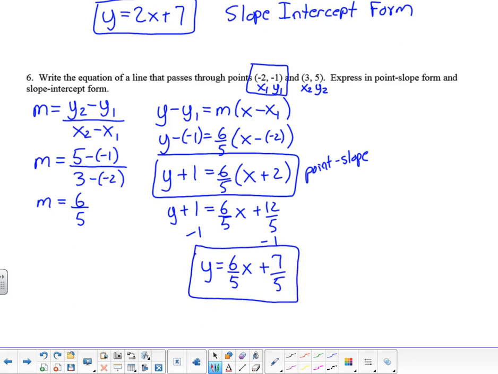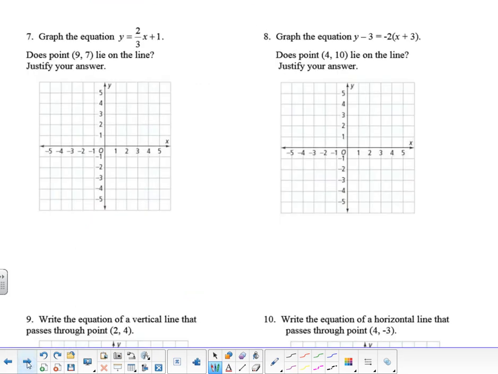Okay, so this one is a little bit more involved, but it's also one of the ones that we more commonly see. This type of question, number 6, is going to show up on a bunch of problem sets. All right, so we've got a few more things that we're going to graph here. Graph the equation 2/3 x plus 1.